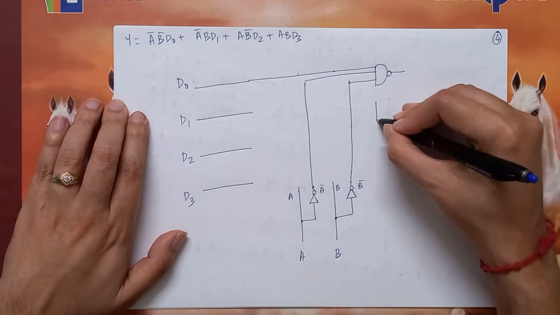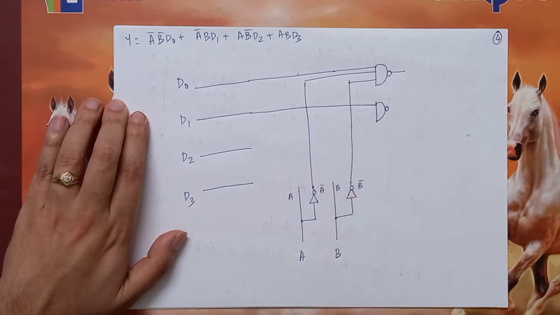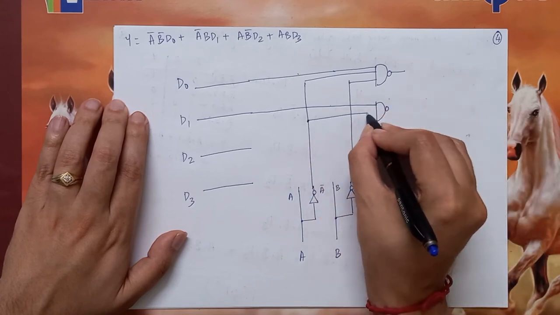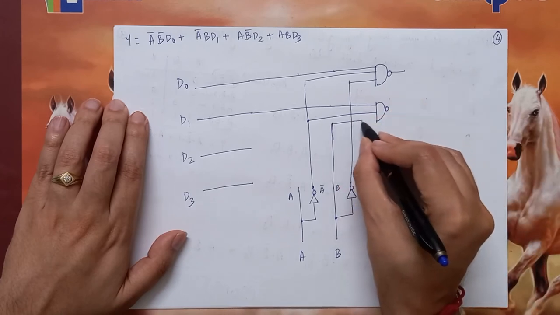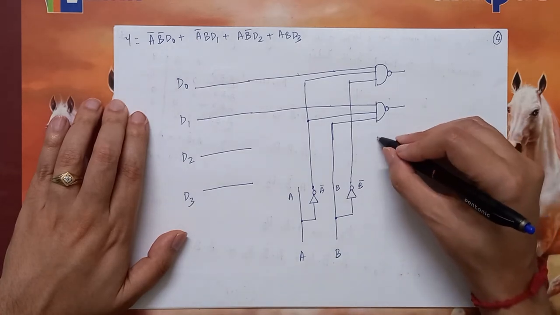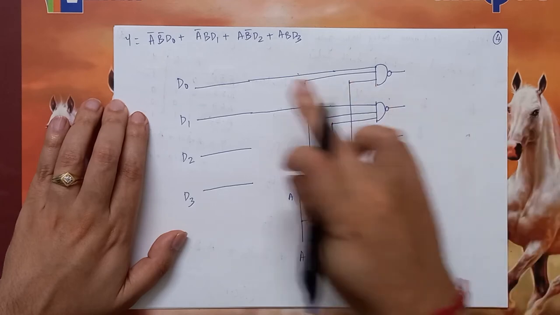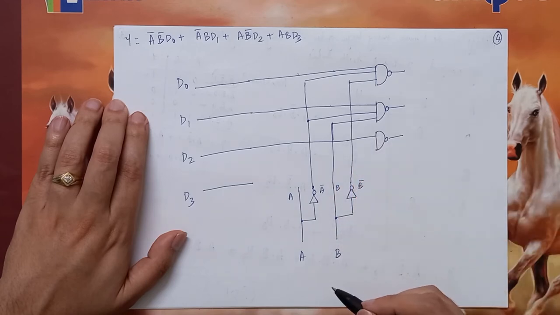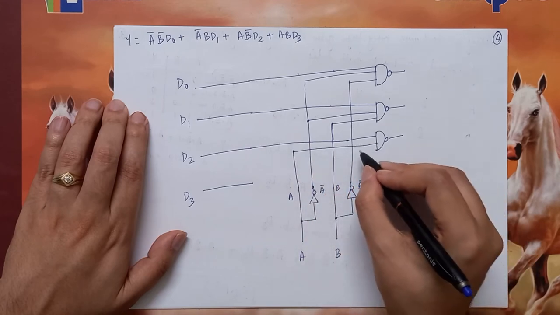The second term will be one more NAND gate. One of the inputs will be D1. The other inputs will be A bar and B. The third one is the third NAND gate. One of the inputs will be D2. Then the other inputs will be A and B bar.